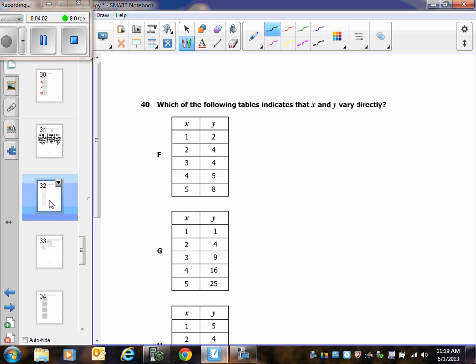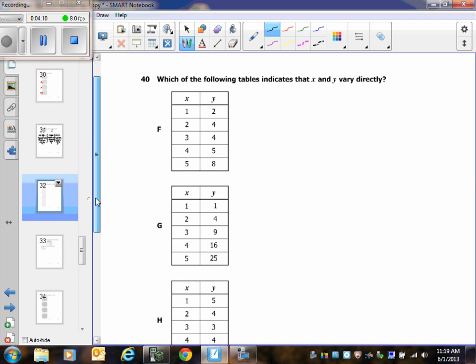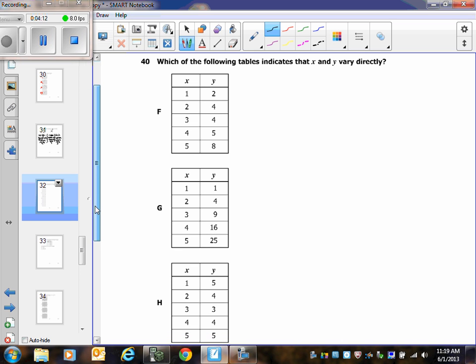Now, let's look at question 40. Which of the following tables indicates that x and y vary directly? Now, if x and y vary directly, that means we're dealing with the same constant. So I'm going to take x divided by y, and whatever number I get, I should get that same constant for every x divided by every y.